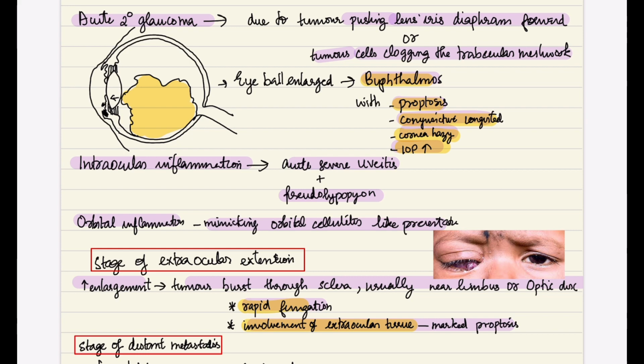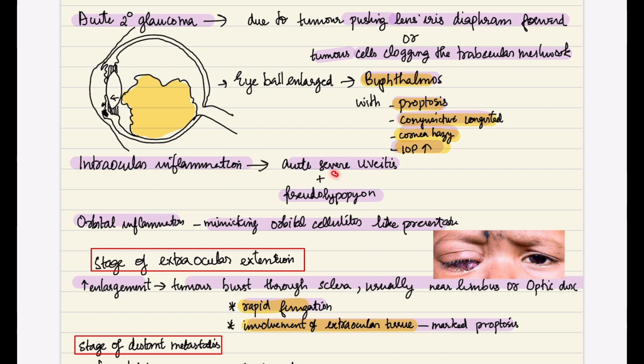This stage is associated with enlargement of the eyeball causing buphthalmos with apparent proptosis, congested conjunctiva, a hazy cornea, and raised intraocular pressure. Then comes intraocular inflammation.